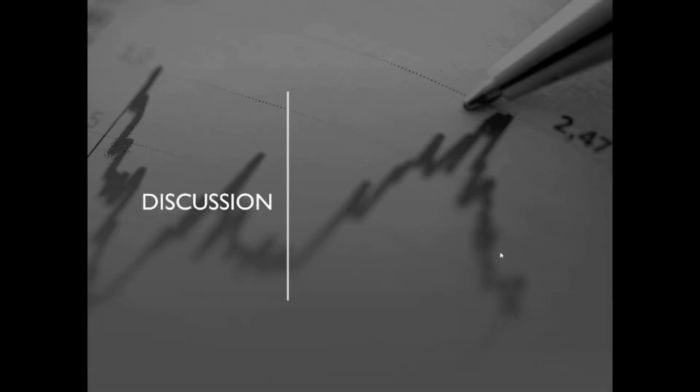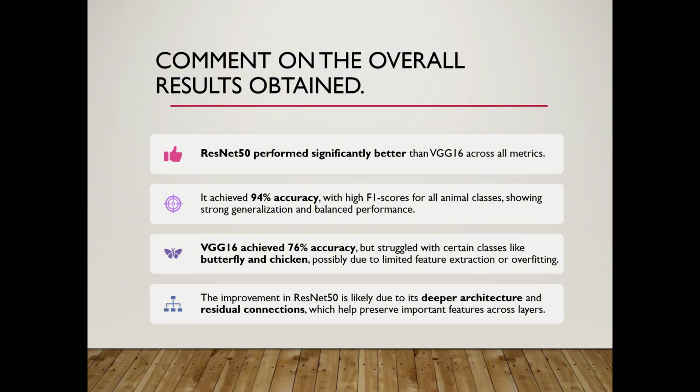And the next part will be discussion, and this will be presented by Ricky. Thank you. Our overall results show that both VGG16 and ResNet50 achieve decent accuracy in classifying animal images. However, ResNet50 slightly outperformed VGG16 in terms of generalization and validation accuracy. This suggests that ResNet's deeper architecture and residual connections were more effective for this dataset.